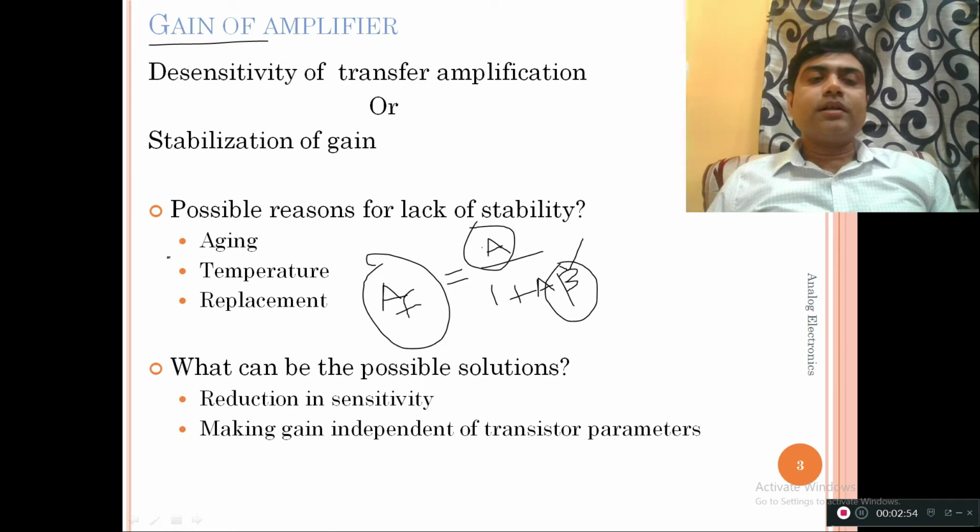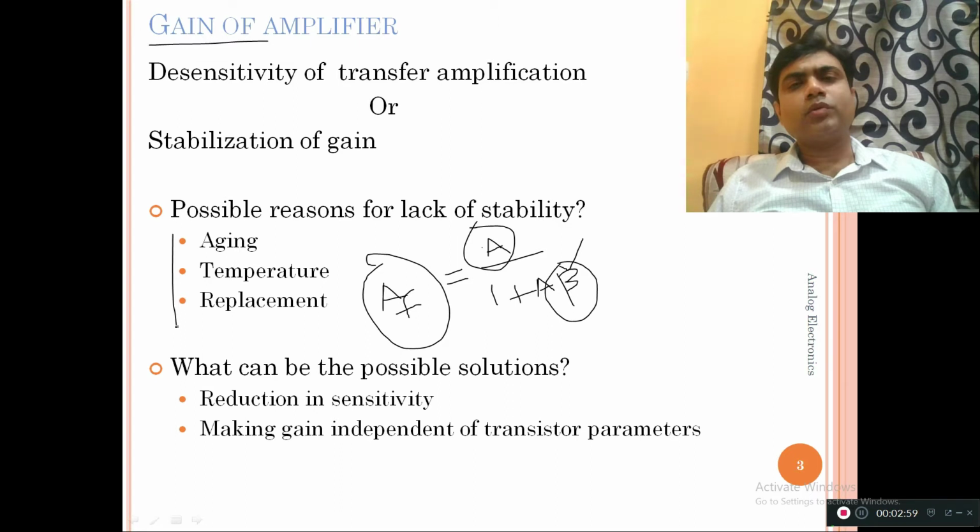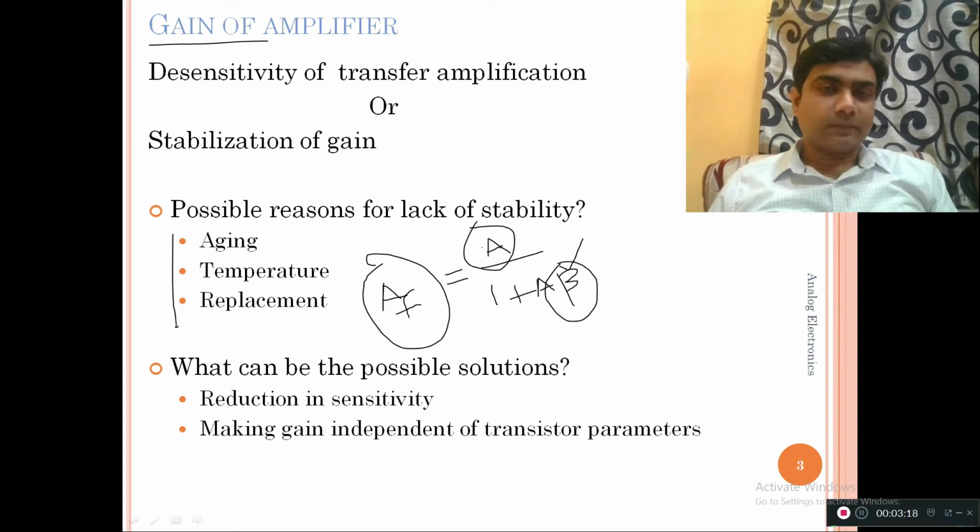Now, the lack of stability comes from three main sources. First is aging, second is temperature, and third is replacement. Aging is when we use an electronic component for a longer period of time, then it is very obvious that after a certain time, the performance of that component is not going to be similar.